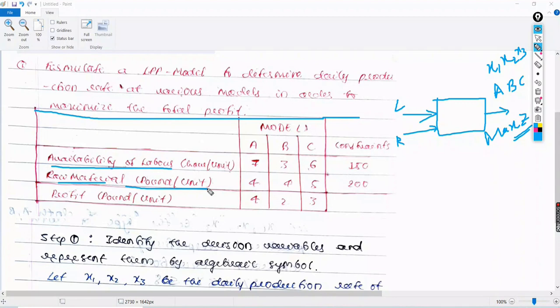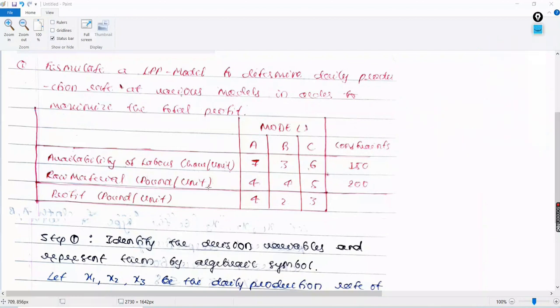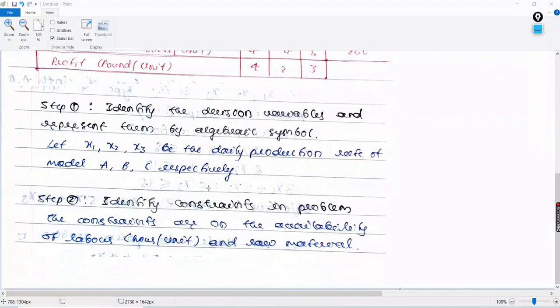Model A requires 7 hours per unit, then raw material required is 4. Similarly for the others. The decision variables are to be defined as x1, x2, x3. This is the concept, in order to maximize the objective function. The first step is to identify the decision variables.